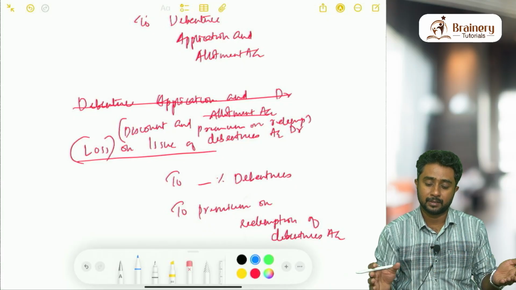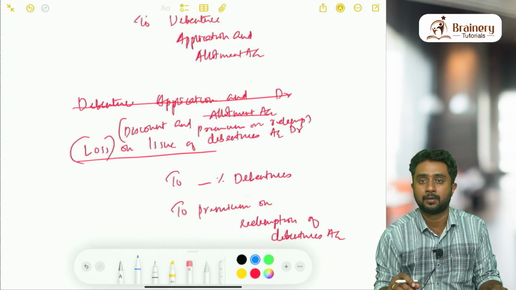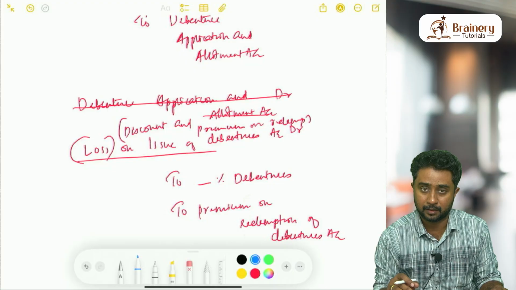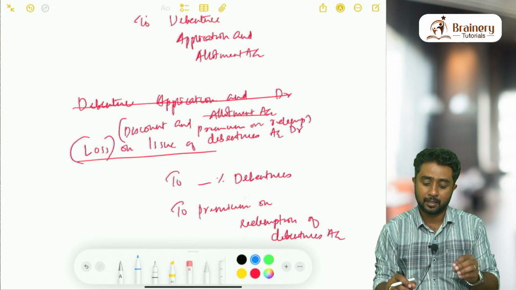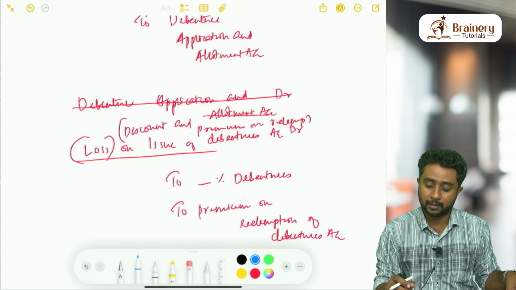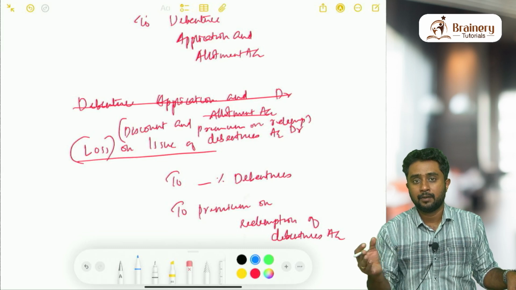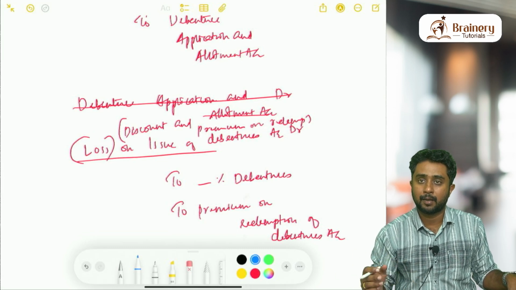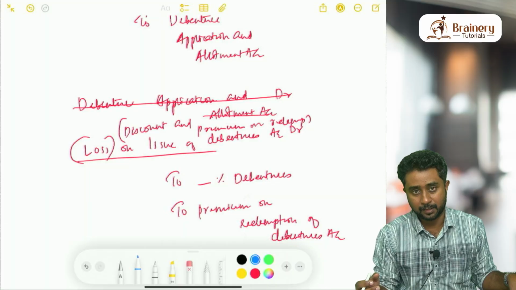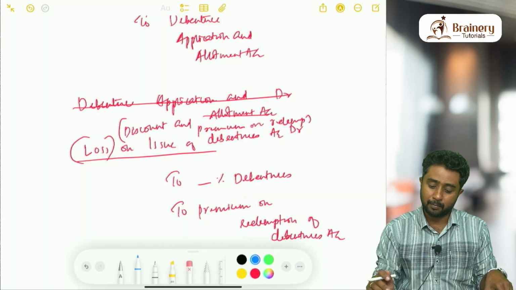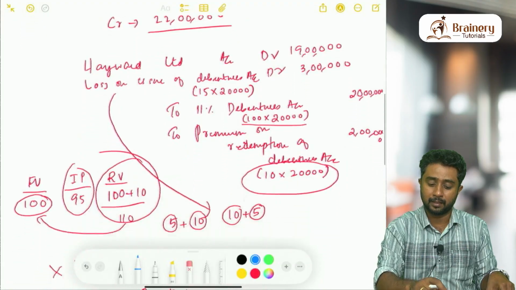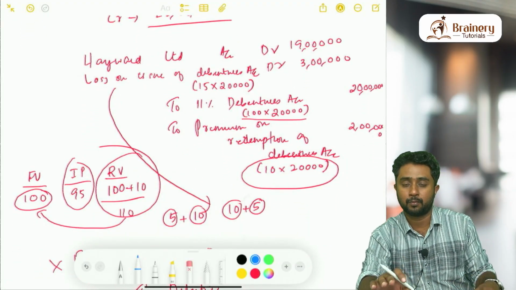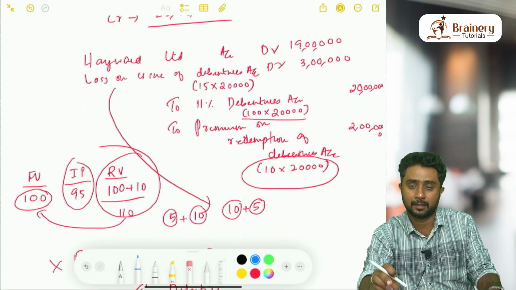In this case, the first entry we are not passing, because it is not a case of issue for cash, so that entry is not needed. In the second entry, we don't have to mention Debenture Application and Allotment Account, because we have not collected any application or allotment money in the first entry. So in the place of Debenture Application and Allotment, you can just bring the rest of the entry to the second entry, which we normally pass for issue for consideration other than cash.